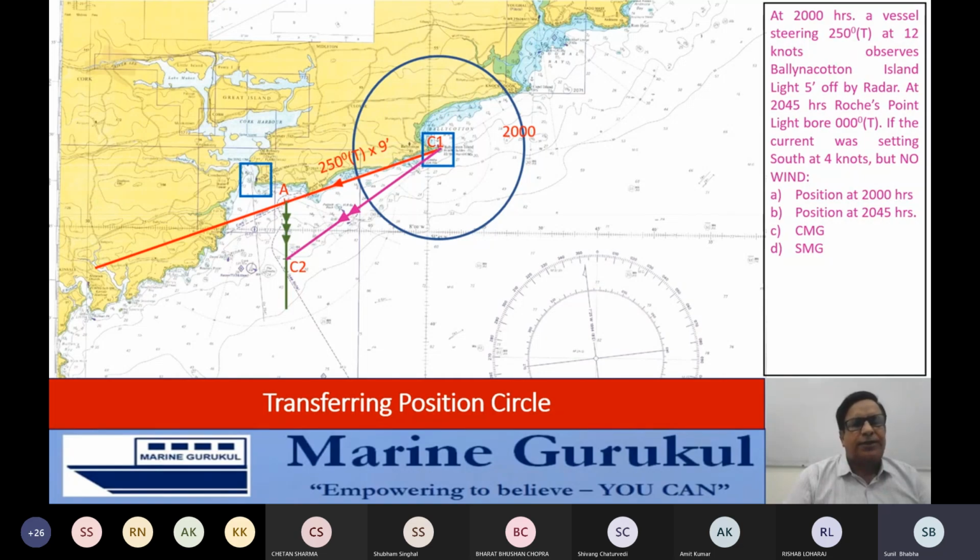Now, with C2 as the center and radius of 5 miles, we draw the position circle. The green one is the transferred position circle. That means the vessel shall be on the green position circle at 20:45. Now we draw the 20:45 PL to Roche's point, where the two intersect, that is point Y, the 20:45 fix. Through this, we draw C1, C2 through the 20:45 position, and where it cuts the 2000 hour position circle becomes position point X, and that is the position at 2000 hours.